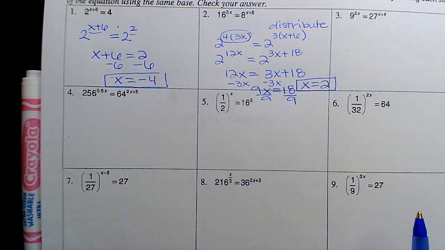Which of the fractions do you want? 5, 6, 7, or 9? I know some of you moved ahead. Like 6? Does that look harder? Which one? 5, 6, 7, or 9? All right, let's do 6.